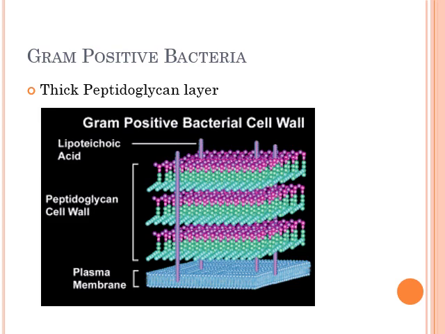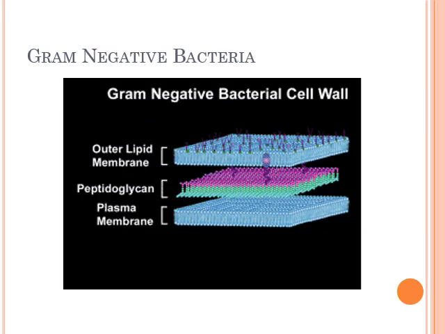So the gram-positive have a very thick peptidoglycan layer. The gram-negative, on the other hand, have a thin peptidoglycan layer, but a double phospholipid bilayer. So you've got phospholipid bilayer, peptidoglycan layer, phospholipid bilayer.